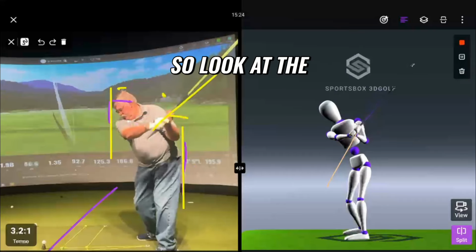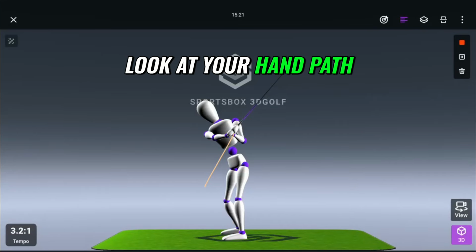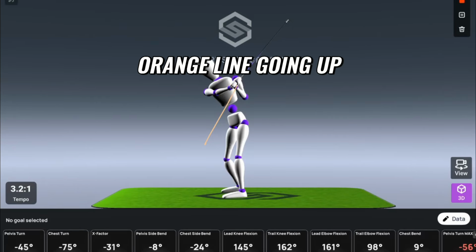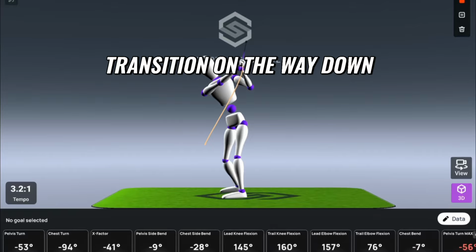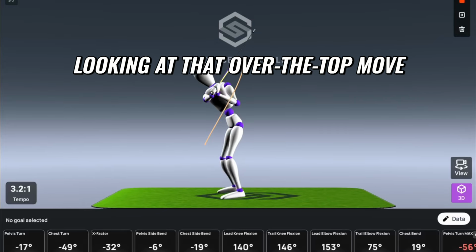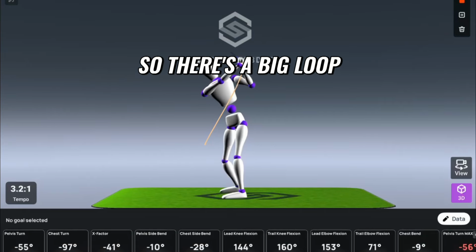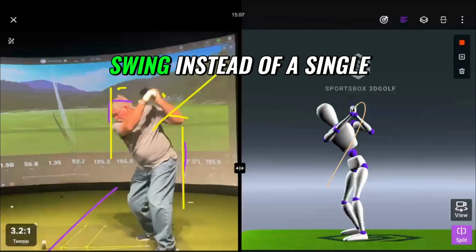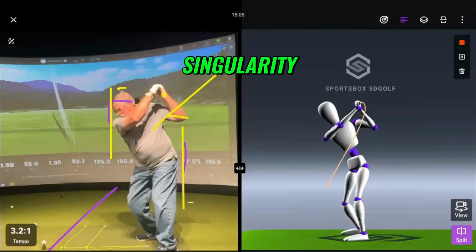Say that again. So look at your hand path. You've got the orange line going up, and then in the transition on the way down, look at that over the top move. So there's a big loop. You're doing a dual plane swing instead of a singularity.